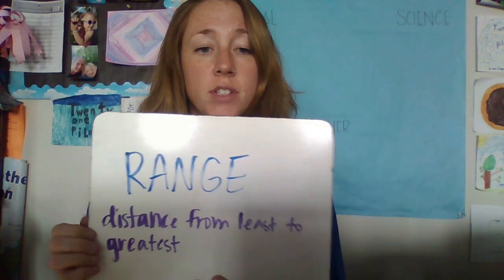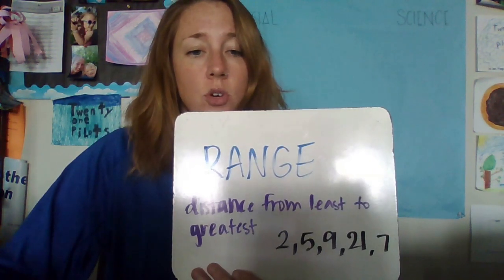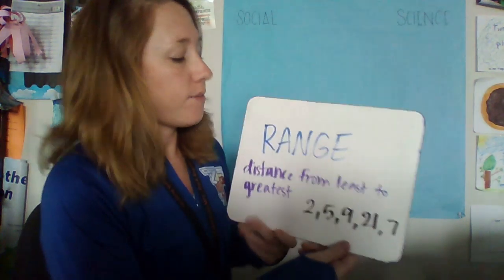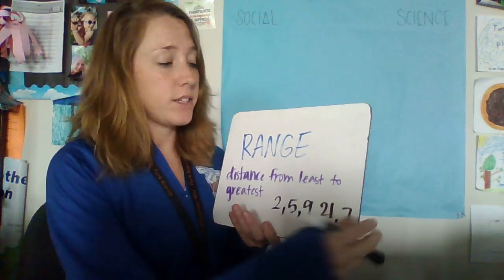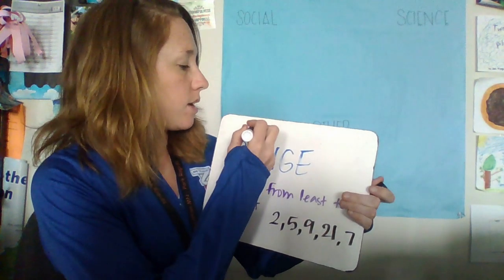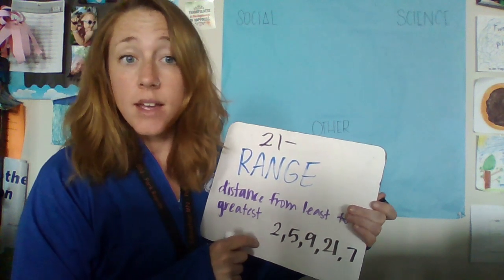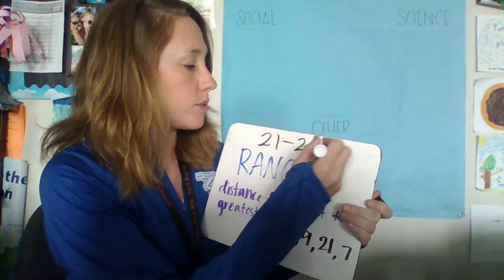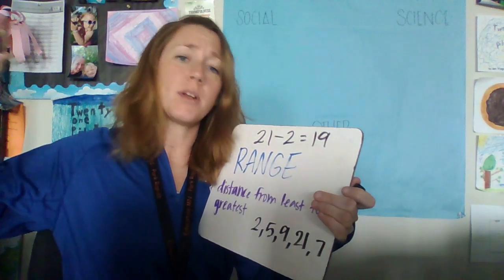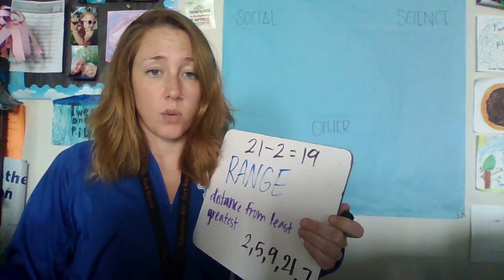Your range is your distance from your least to your greatest number. So if these were my numbers, if I had 2, 5, 9, 21, and 7, and I'm trying to find the range, all you do is you take your greatest number, the biggest one on there, which in here would be 21, and you subtract your smallest number, your least, which would be 2. 21 minus 2 equals 19. So my range is 19. That's how many numbers there are between the smallest number and the biggest number. There's 19 between 2 and 21.